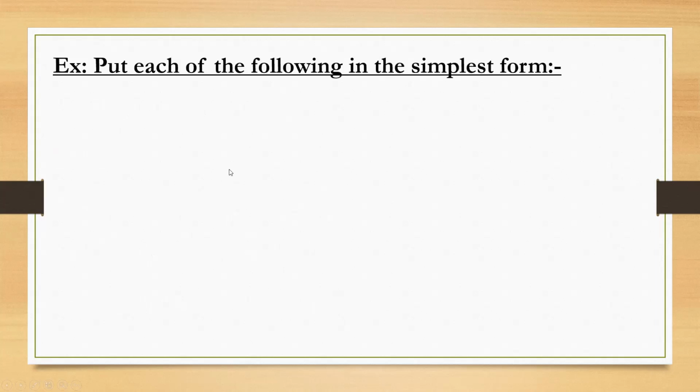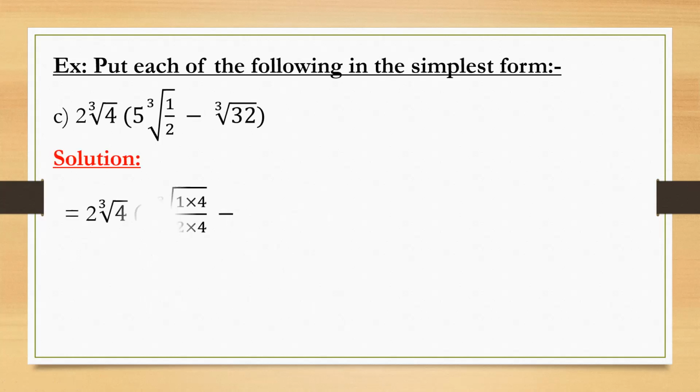Another example, each of the following in simplest form. I have here 2 cubic root 4 multiplied by 5 cubic root half minus cubic root 32. First, I want to multiply. I'll distribute 1 over 2 to be a fraction that has a cubic root. So it will be 4 over 8 because 8 has a cubic root. And 32, it will be distributed into 8 times 4 because 8 has a cubic root.